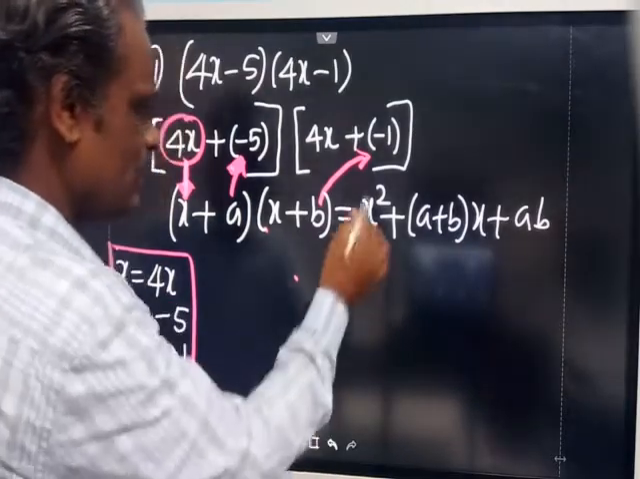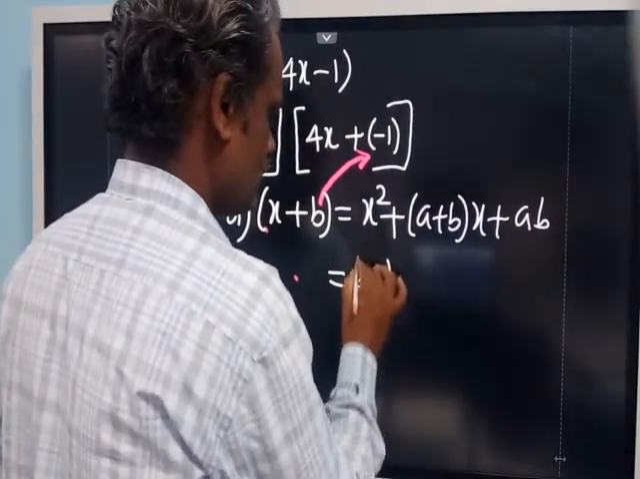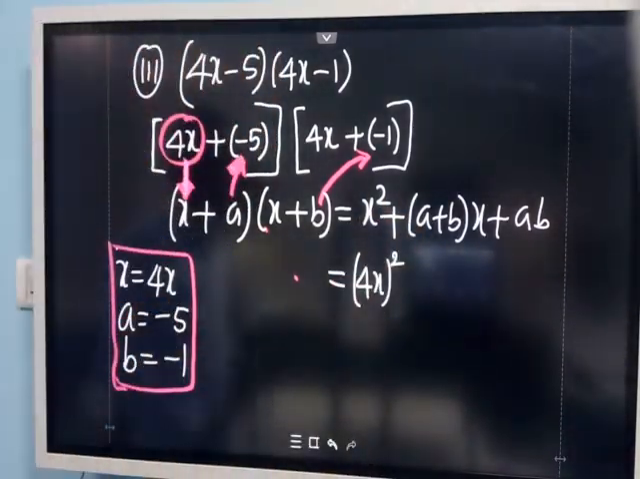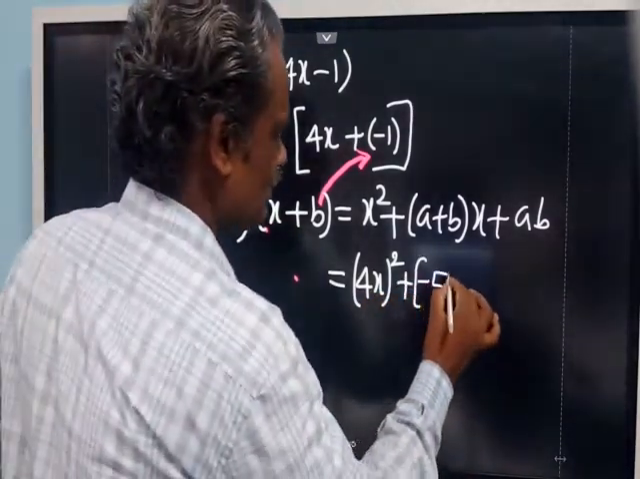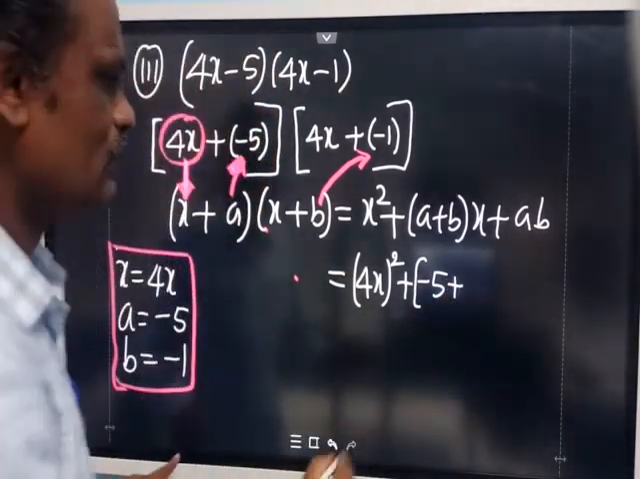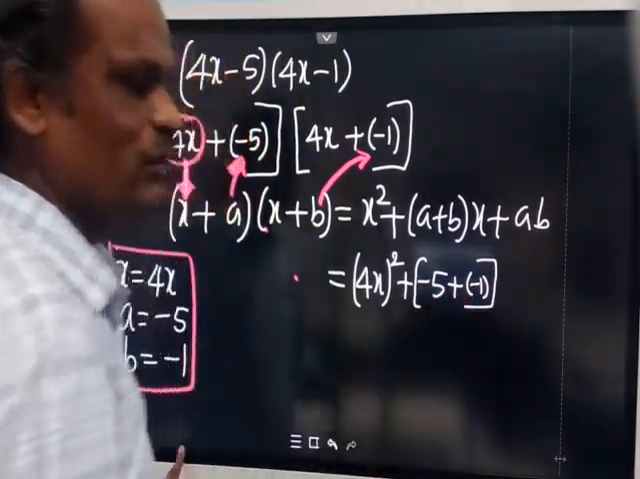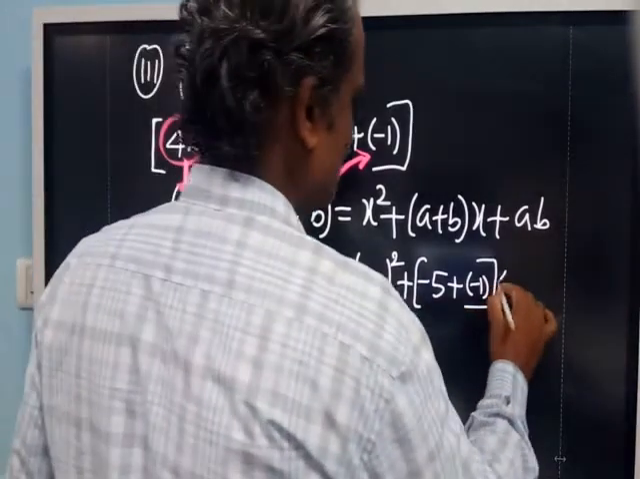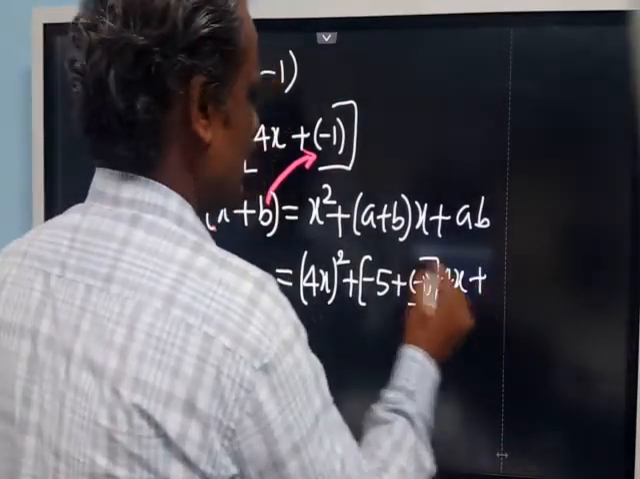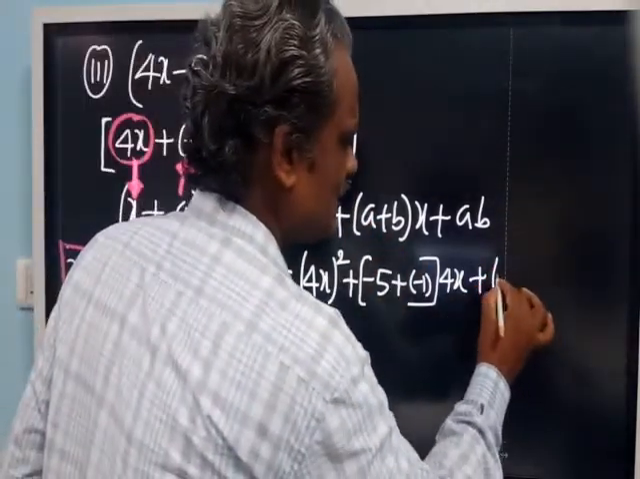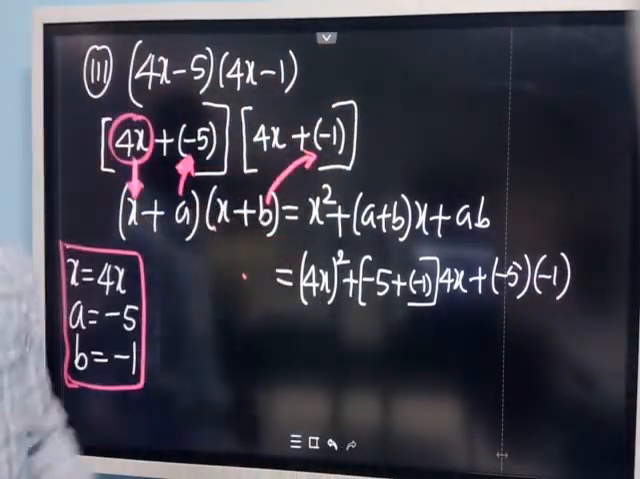So your answer will be x square, x square means 4x, 4x whole square, plus a value. What is the a value? Minus 5, plus of b value, it is minus 1. So I am writing inside the bracket, plus of minus 1, b value only minus 1, into x means it is 4x, plus ab. A value is minus 5, we will write inside the bracket minus 5 into minus 1. B value is minus 1.